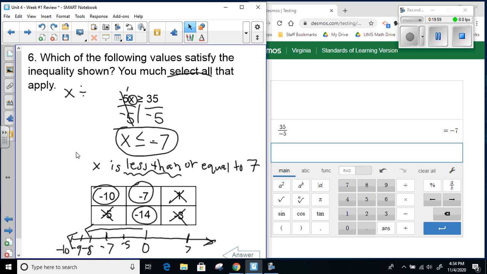So for example, instead of writing x is less than or equal to -7, I could say -10 is less than or equal to -7. And that's a true statement because it's less than. -7 is less than or equal to -7. That's true because it's equal. And -14 is less than or equal to -7. And that's true because it's less than.